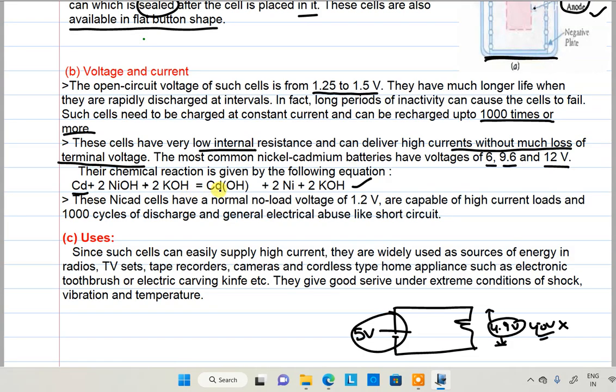Cd2 + Ni(OH)3 + 2KOH gives Cd(OH)2 + 2Ni(OH)2 + 2KOH. This type of chemical equation they may also ask. Just remember this chemical equation.